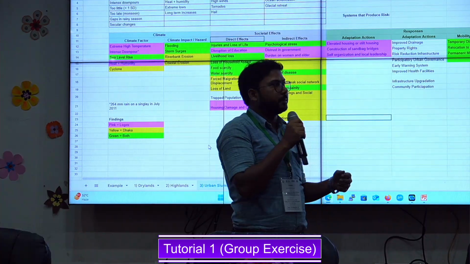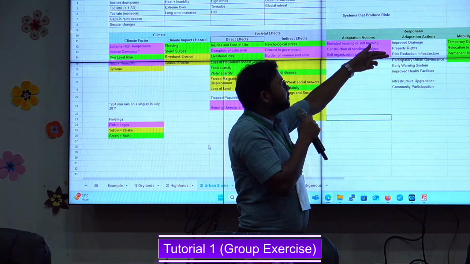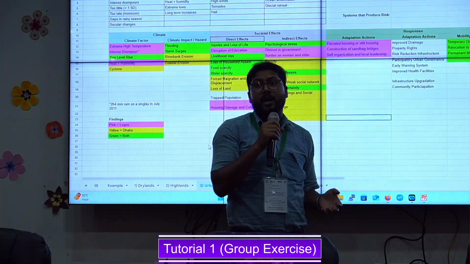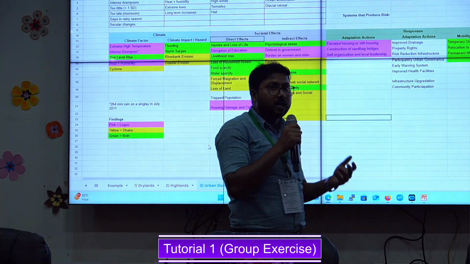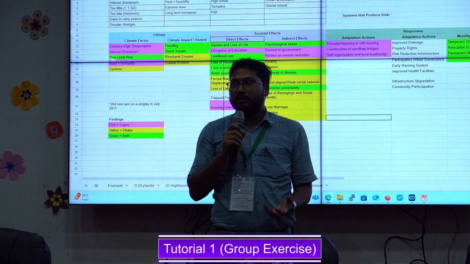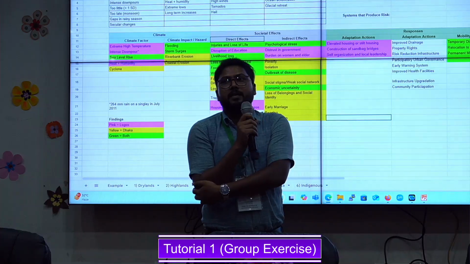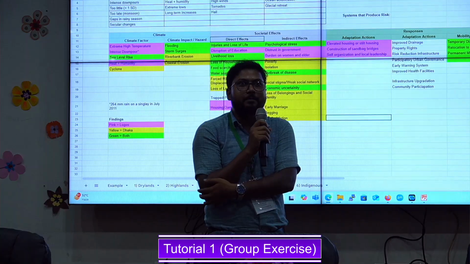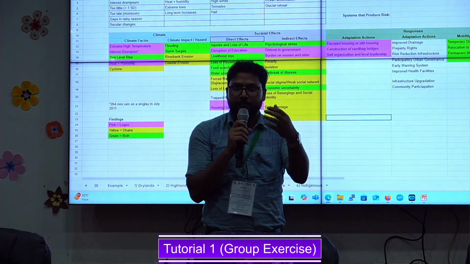And these are some of the adaptation responses we found during our discussion after reading both papers: improved drainage, property rights, risk reduction infrastructure, participatory urban governance, early warning systems, improved health facilities, upgradation of the infrastructure, and participation of the local communities. These are some of the suggested adaptive measures from our group.